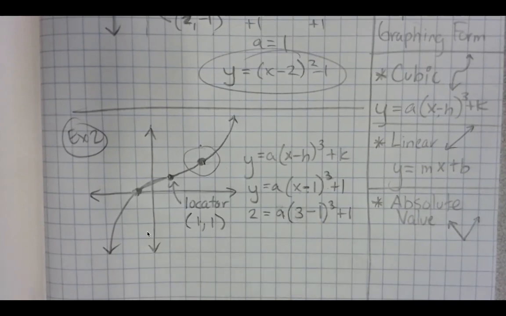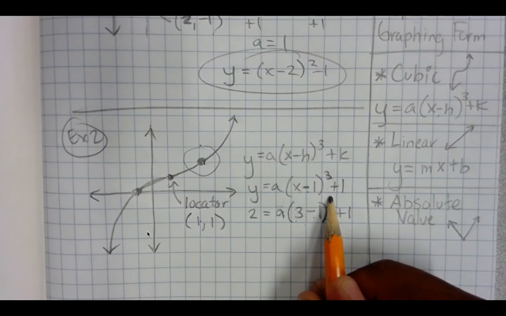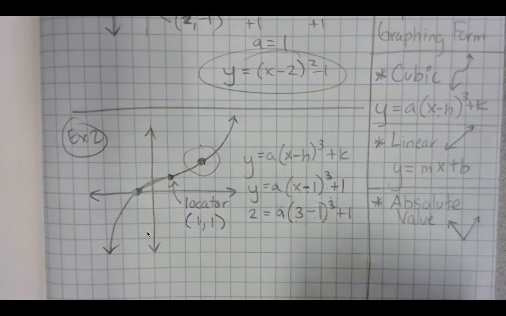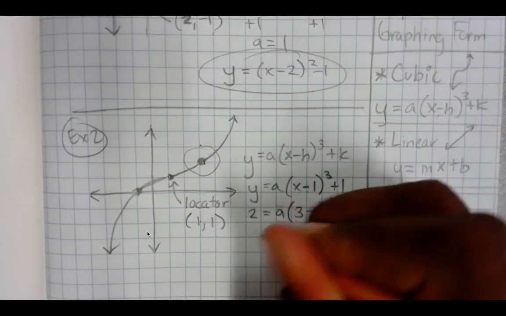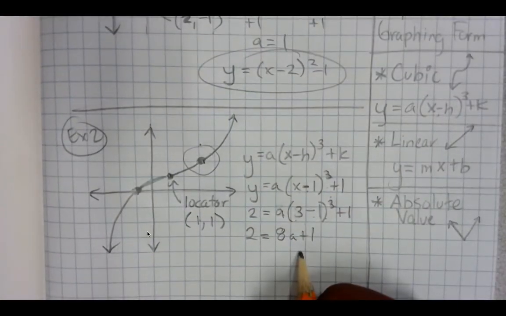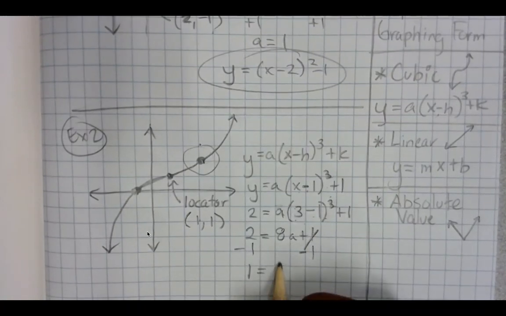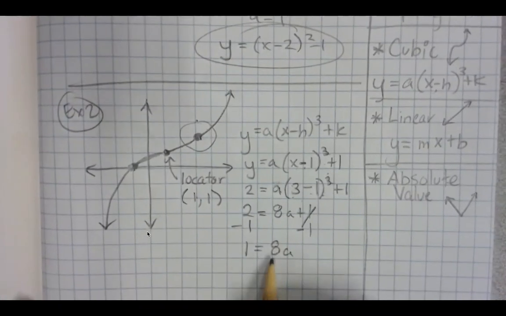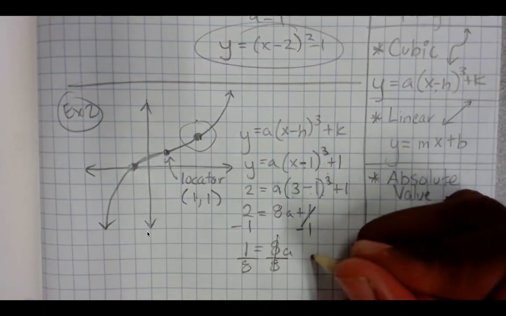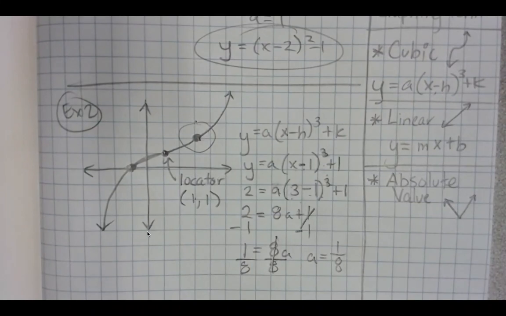First let's simplify right here. 3 minus 1 is 2. 2 cubed, multiply 2 three times. What do you get? 8. So this will be 8A. Then subtract the 1. You get 1. Last step, divide by 8. That becomes 1, and then A equals 1/8. So that's your A value. That's what goes in front of your equation.